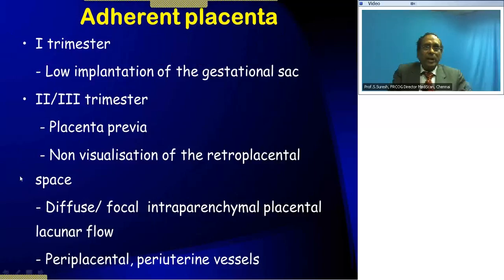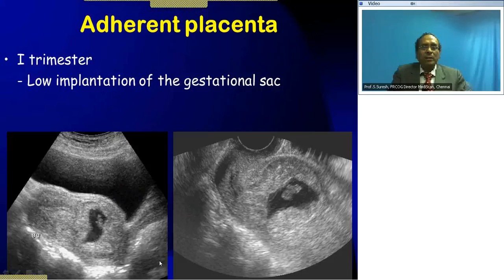Now, in the second or third trimester, placenta previa and non-visualization of the retroplacental space. You first identify by that, and then you can see diffuse or focal intraparenchymal lacunar flow. I'll show that in a minute. Now also periplacental and peripheral flow. Now here in early pregnancy, you can see a very low implantation of the sac. This was the area of the previous scar, and this patient will certainly be at high risk for having an adherent placenta.